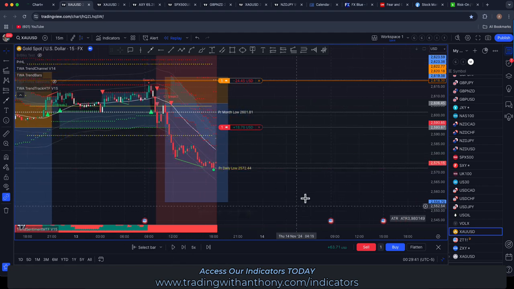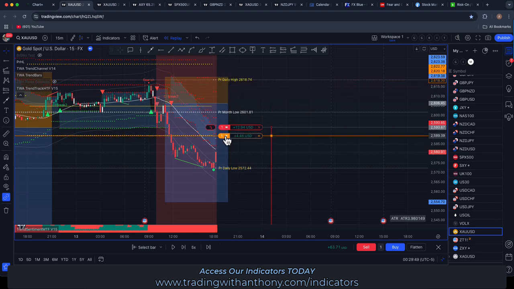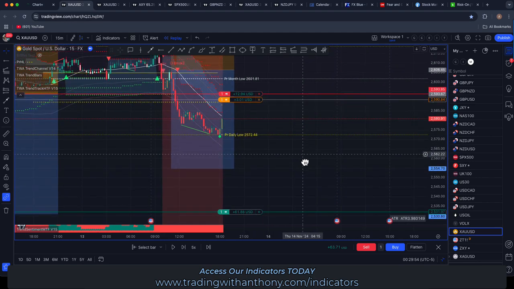Nice. Okay, this is where we pull our stop loss down and trail it. So this is the previous trade. We could pull our stop loss into the cloud at this point. That's just a little bit better than break even.